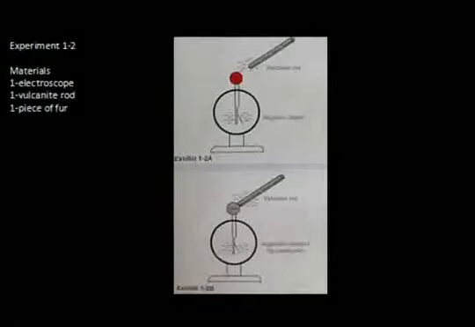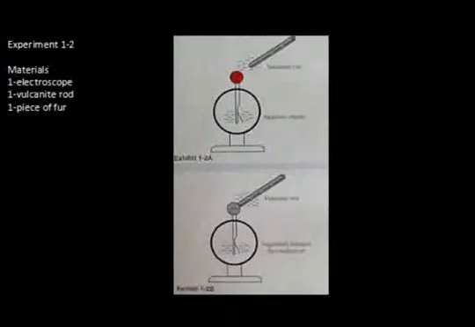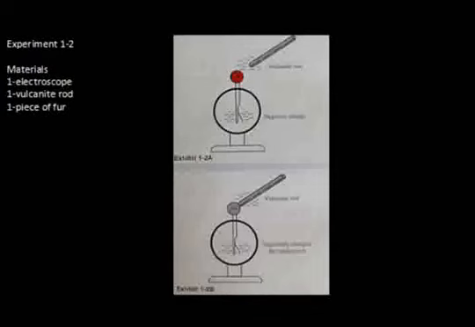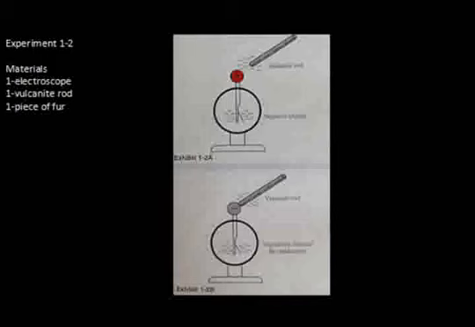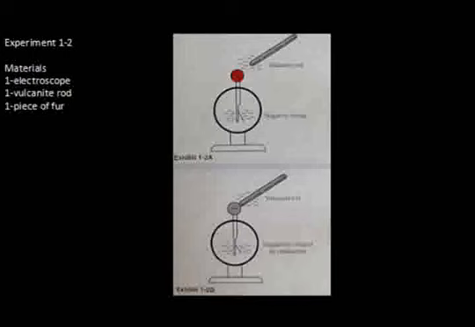Step 5. Recharge the vulcanite rod with the fur. Step 6. Touch the ball on the electroscope with the rod. Observe that the leaves in the electroscope expand. Step 7. Move the rod away from the electroscope. Observe that the leaves do not drop back down. Step 8. Examine Exhibit 1-2B. Can you explain why the leaves behaved differently in this test? Discuss the concepts of induction and conduction with your instructor.